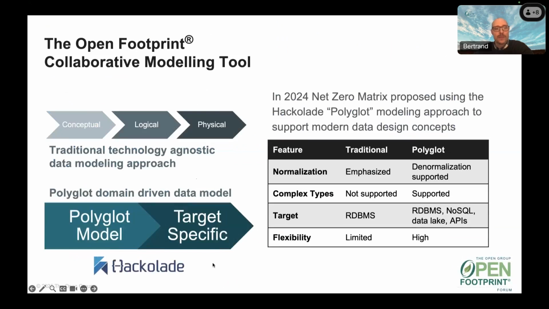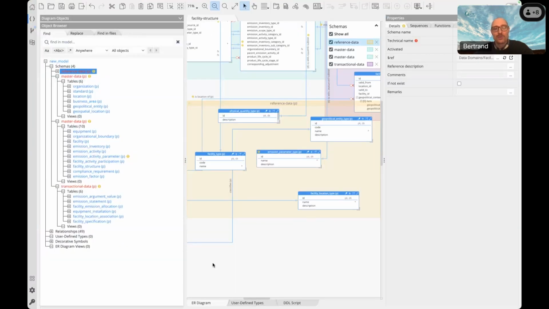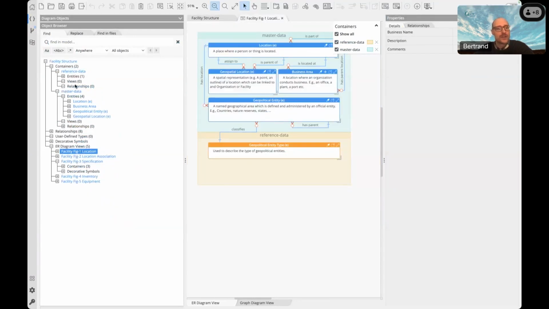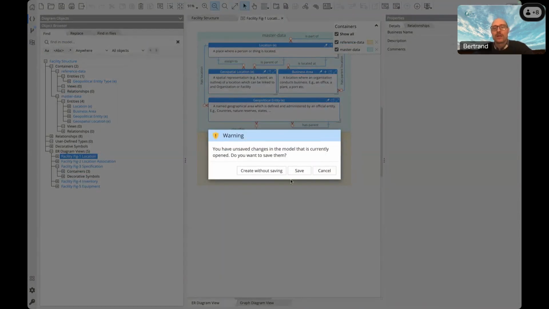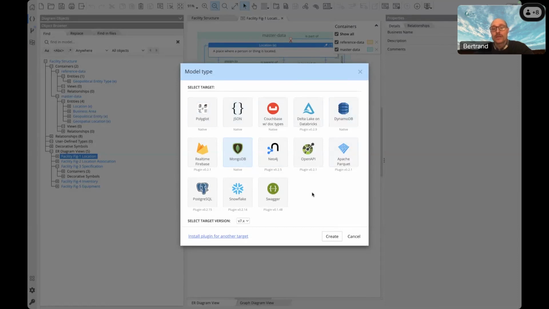But for members of the forum, the best way to engage with the Open Footprint model is actually through the Accolade software, which I'm showing here, which just gives you a breakdown of all the objects in various domains, in this case, the facility structure, and obviously a breakdown of relational diagrams, these logical constructs for how the objects are combined. But the interesting thing here is now you can take these polyglot files and create a new target where you want to map these definitions to.